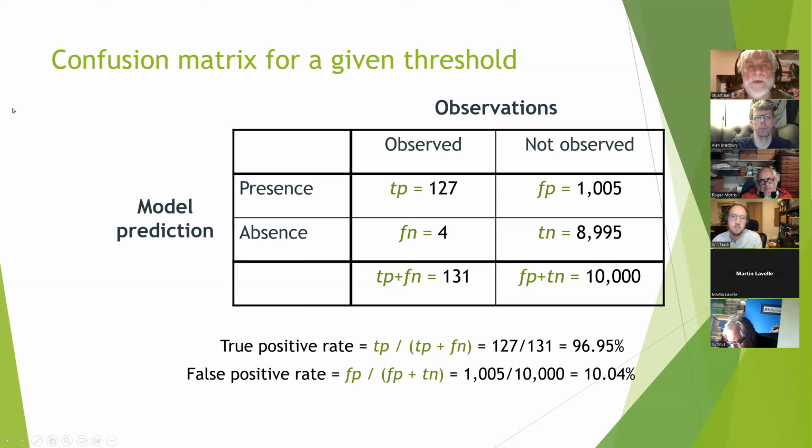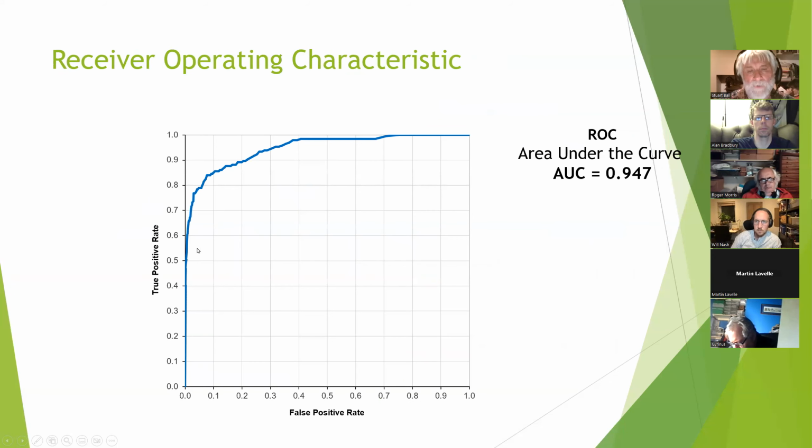What we can then do is repeat this calculation for each possible threshold between 0 and 1, between 1 and 100%. And for each of these points, so each of these represents a threshold, we can work out the true positive rate and the false positive rate, and we can plot them, and we get this curve, which is known as the receiver operating characteristic, or ROC curve. And we can work out the area under the curve, which is this area here. And that's known as the AUC, the area under the curve.